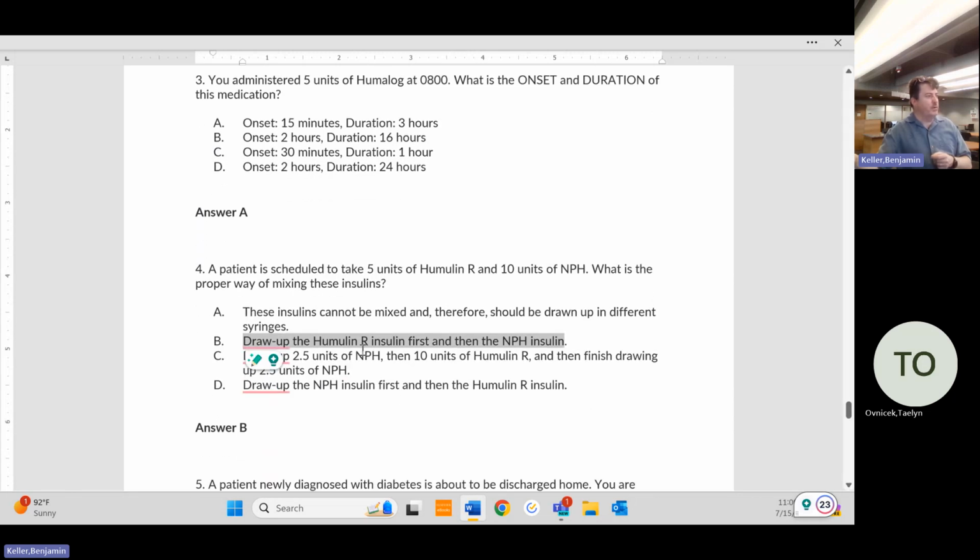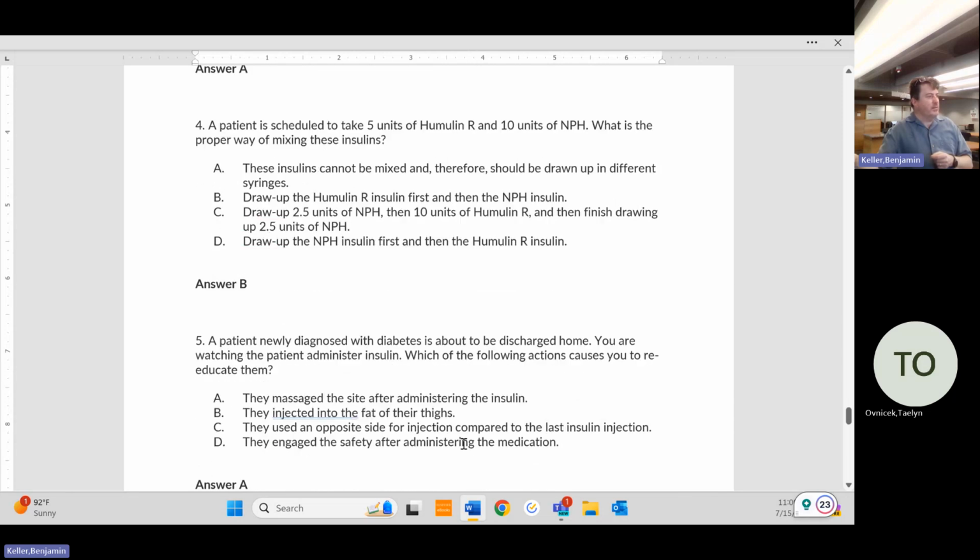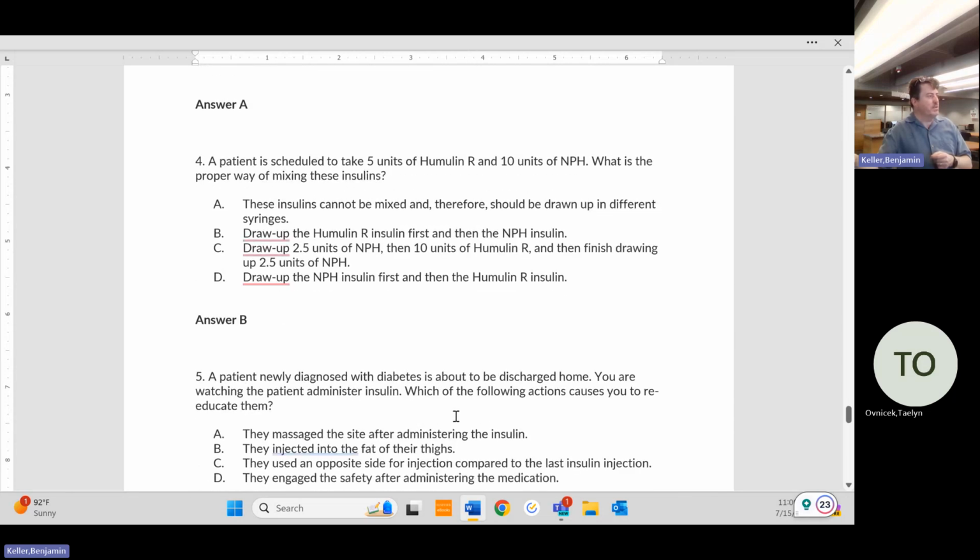So we are a registered nurse. Okay, a patient diagnosed with diabetes is about to be discharged home. You're watching the patient administer insulin. Which of the following actions cause you to do re-education? These are really good questions to know, right?